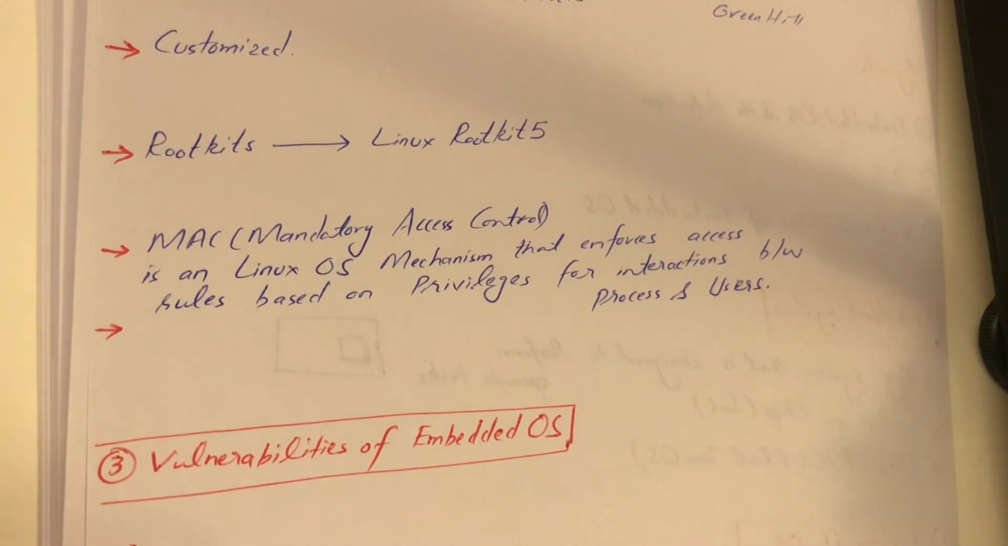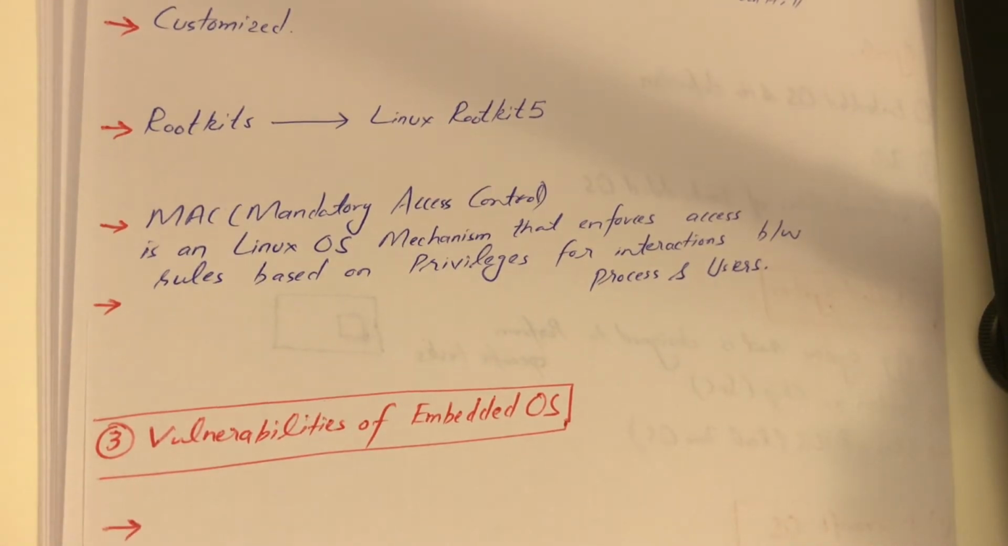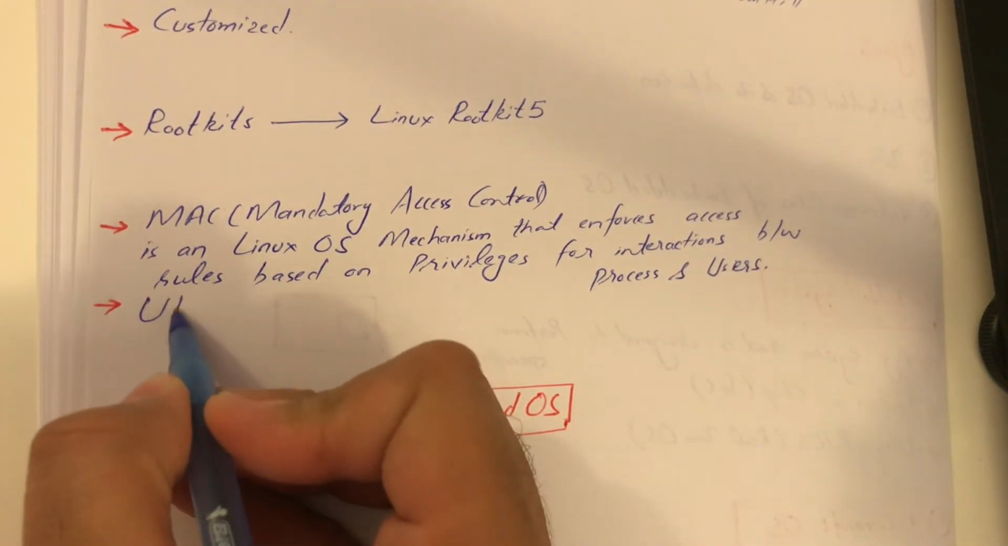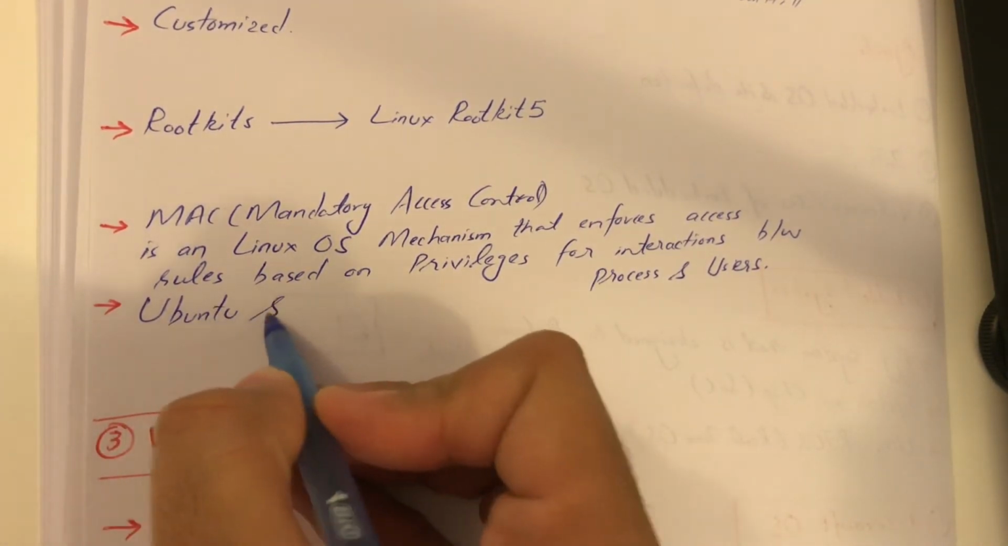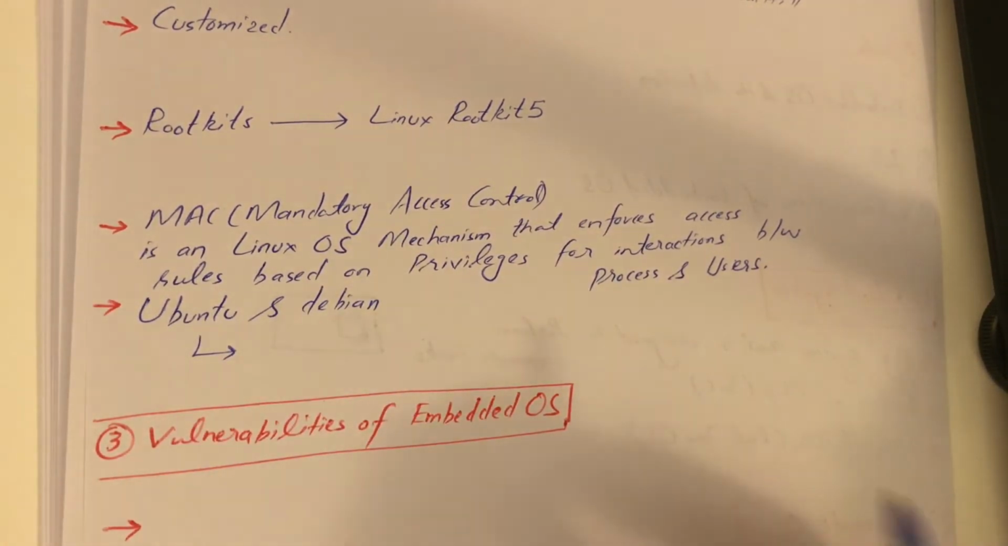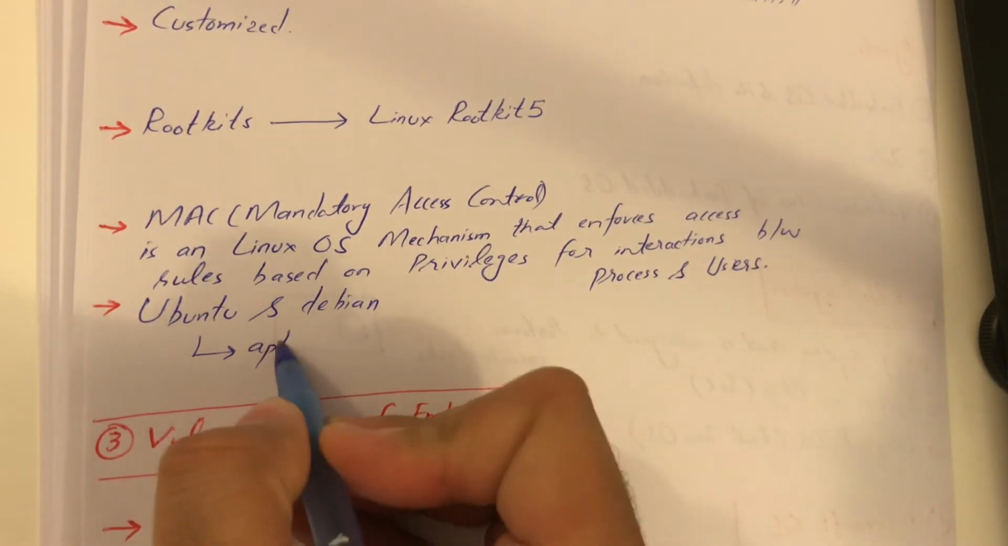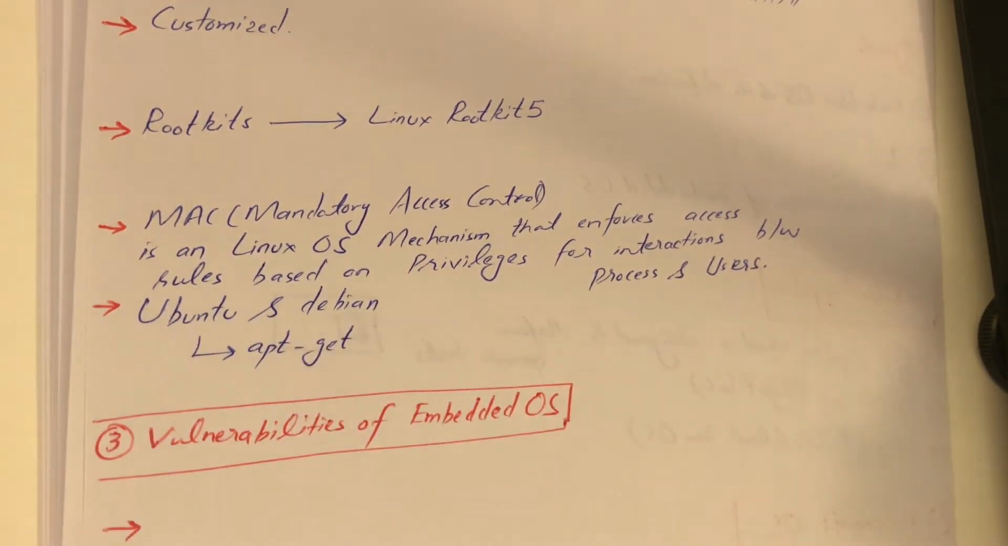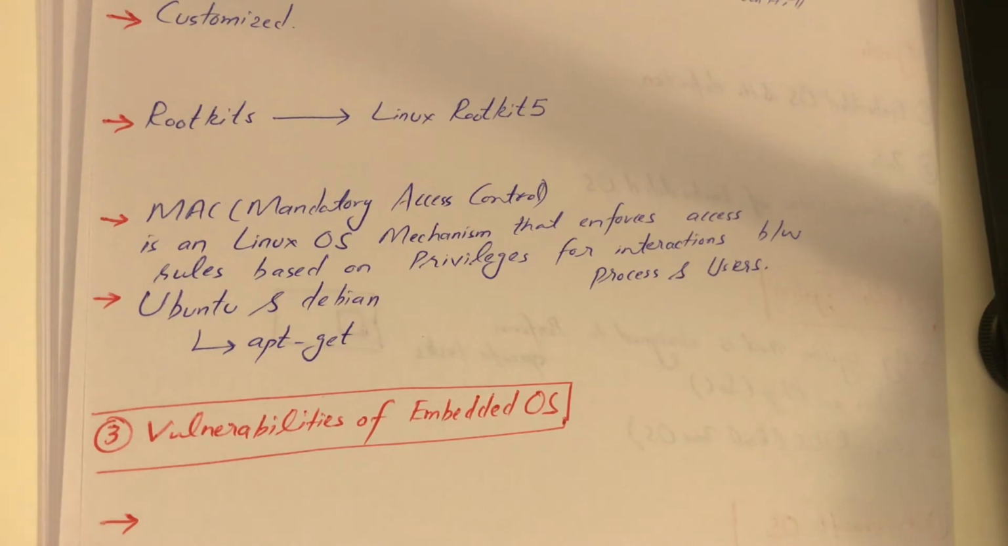Just like in other Linux operating systems, if you want to update the packages, they use the same apt package, just like Ubuntu and Debian and others. In order to update the package, we use the command apt-get. It's exactly the same way you will update the firmware of your embedded Linux operating system.